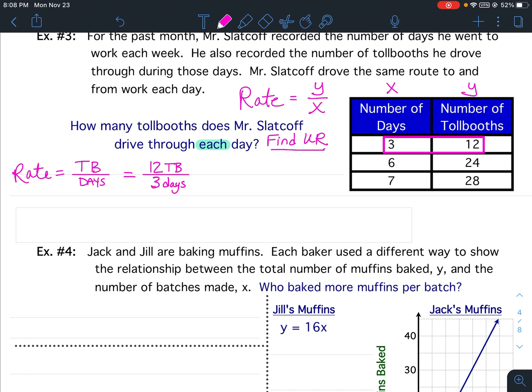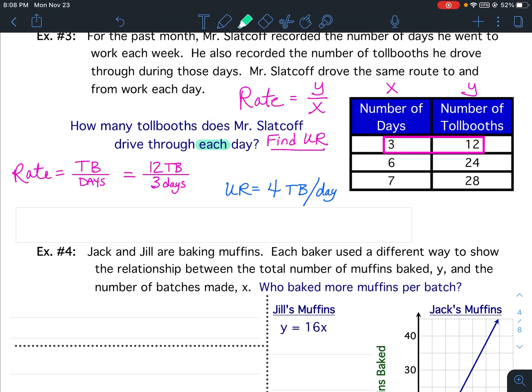How do you go from a rate to a unit rate? You divide. To go from a rate to a unit rate, you divide. So 12 divided by 3 is 4. Therefore, my unit rate would be 4 toll booths per day. He goes through 4 toll booths per day.